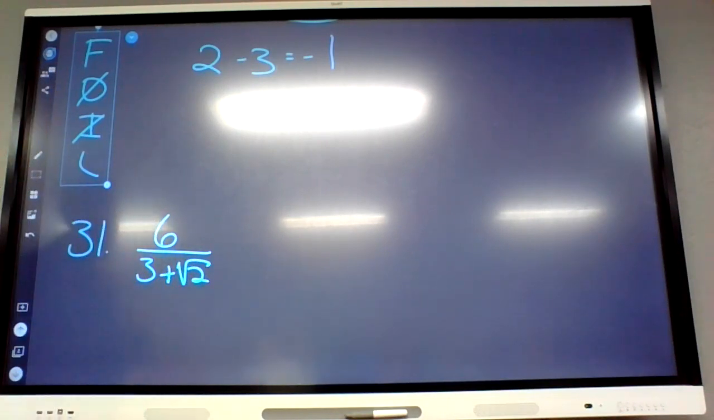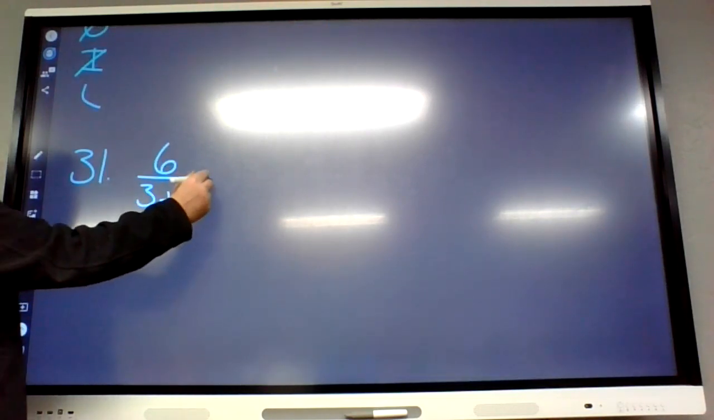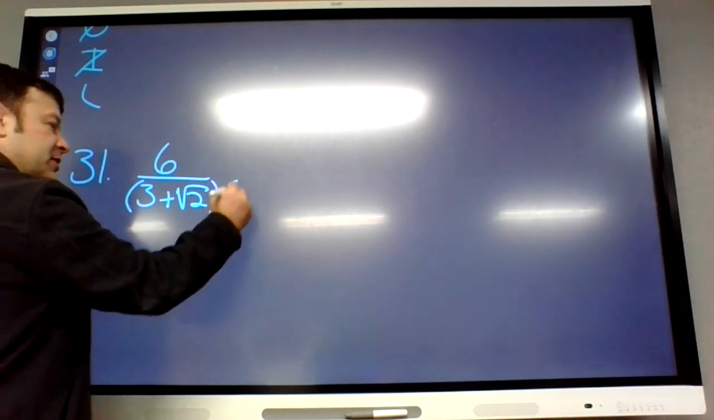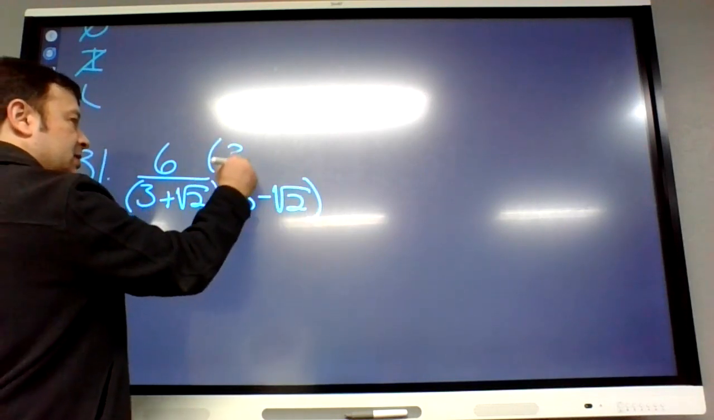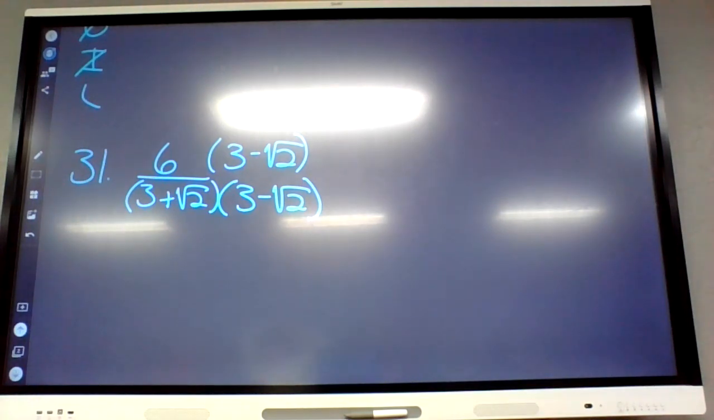Okay, we did this one last week. You can't leave a square root on the bottom. And multiplying by square root of 2 will not do it because you'd have to distribute. So what you have to do is multiply by the conjugate of the denominator, so we're going to multiply by 3 minus square root 2.